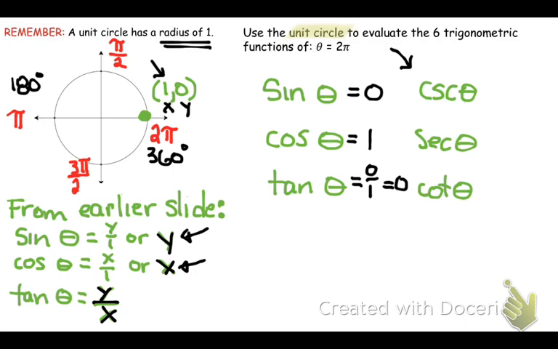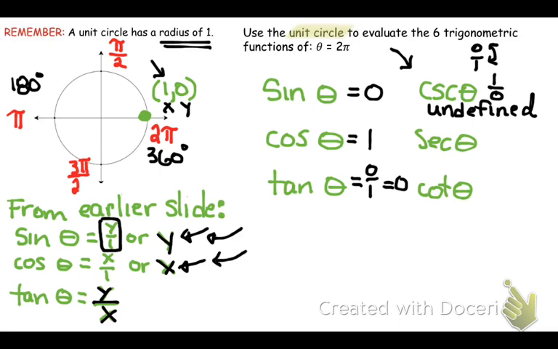All right, so let's go back down to our little key. So we said sine theta is equal to y, but it starts off as y over 1. So it would be 0 over 1, but then we write the reciprocal, so that is equal to 1 over 0, and we know that when we have a 0 in the denominator, the answer is going to be undefined.